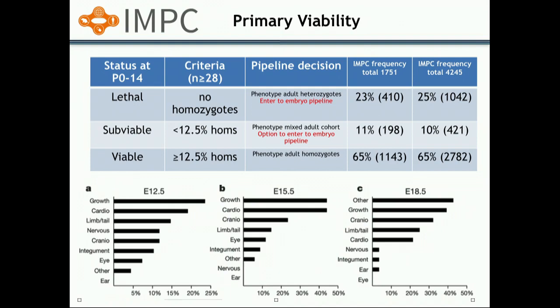We can look at the types of phenotypes that are assessed at each of these stages in mutants, and we see that there's a large proportion at all stages in growth and cardiovascular development, but as you move through development to later stages, you see a greater involvement of phenotypes in different organ systems that can be very valuable to understanding disease associations.